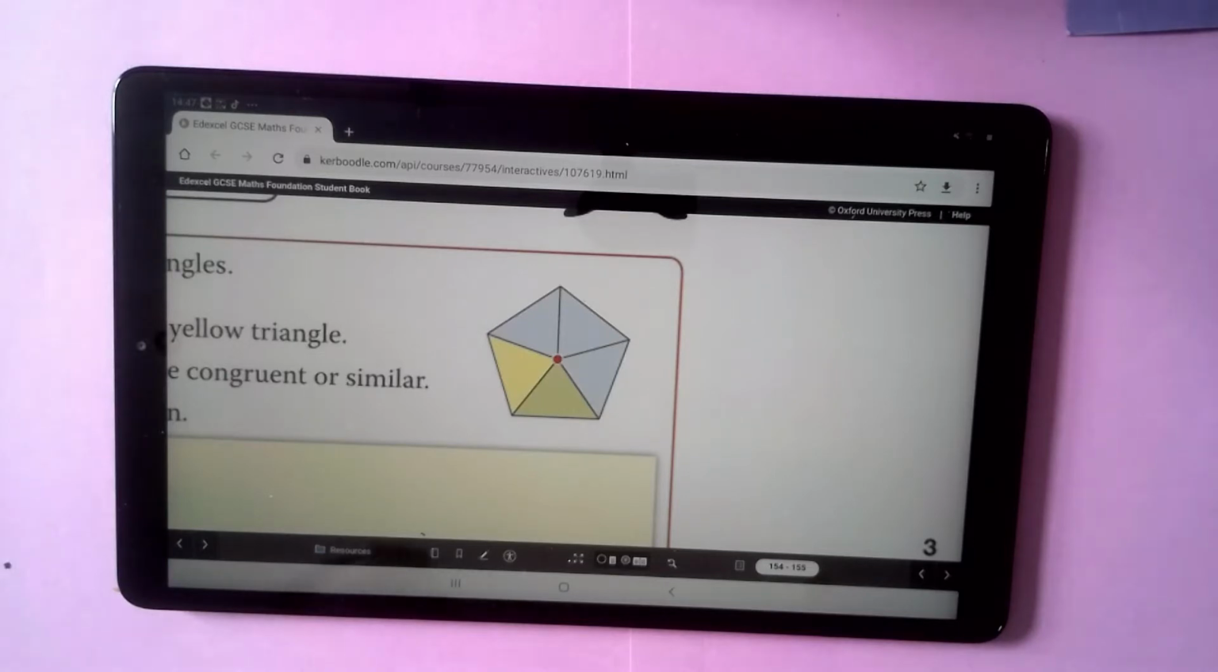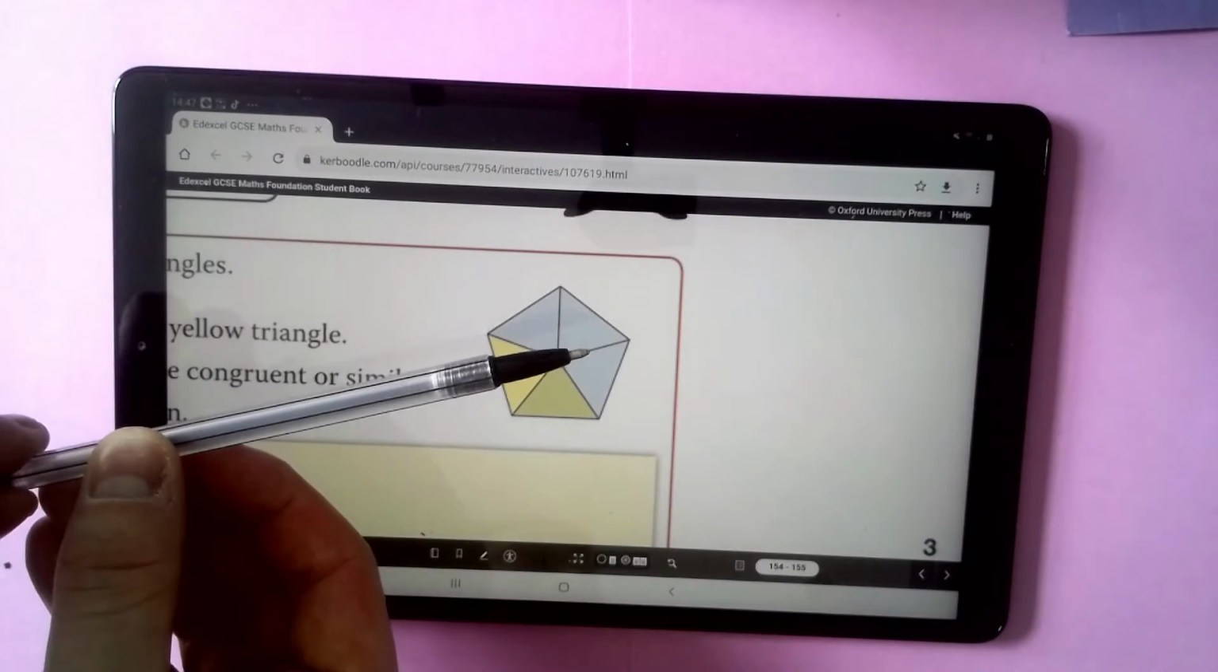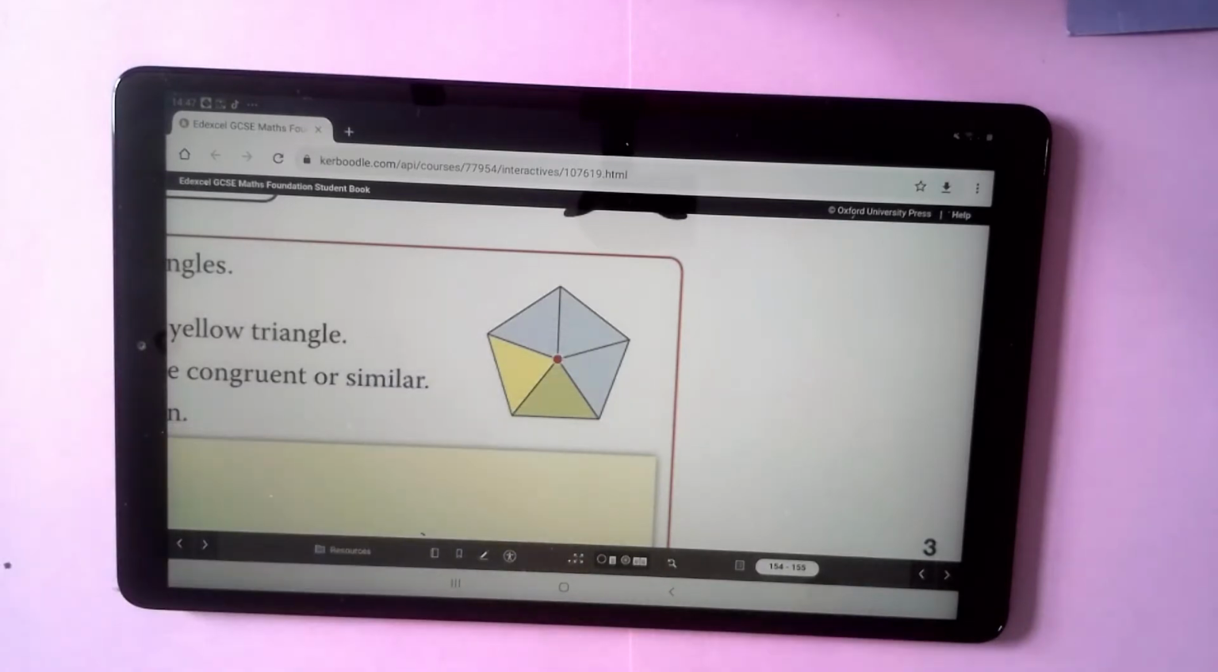The second part of the question wants to know how it's been rotated. So we need to know the angle and the direction. Well, since we're starting at this one and turning around the center, which is the red point, to here, that's clockwise, and all we need to do now is work out the angle.